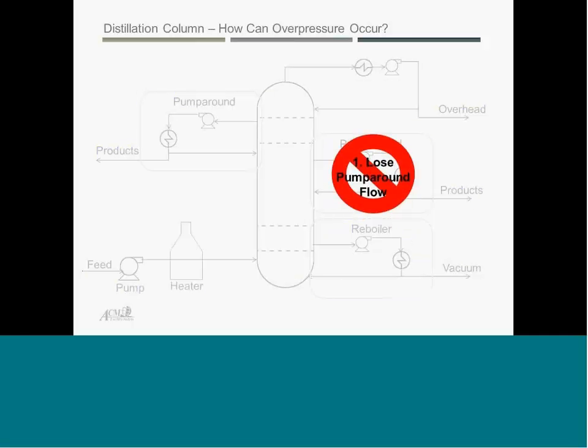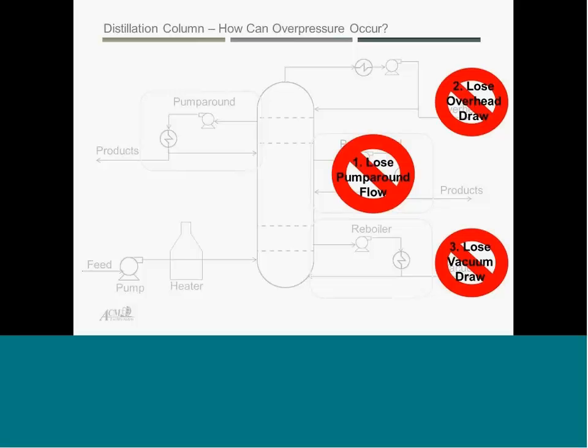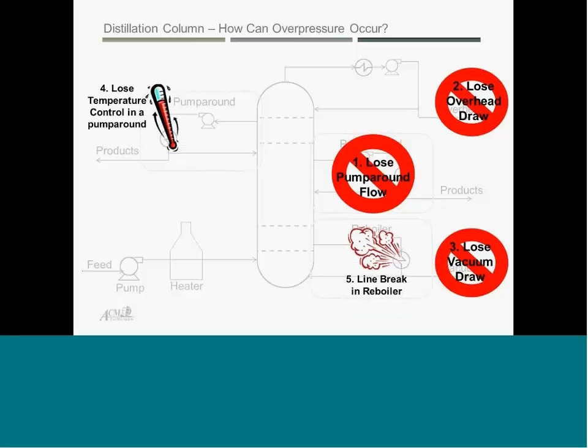One of them would be losing your pump around flow. Another one would be losing your overhead draw, losing your vacuum draw, losing temperature control in any of your pump arounds, or even a line break in the reboiler. Any of these can cause overpressure. There's actually a lot of ways to overpressure a crude unit.